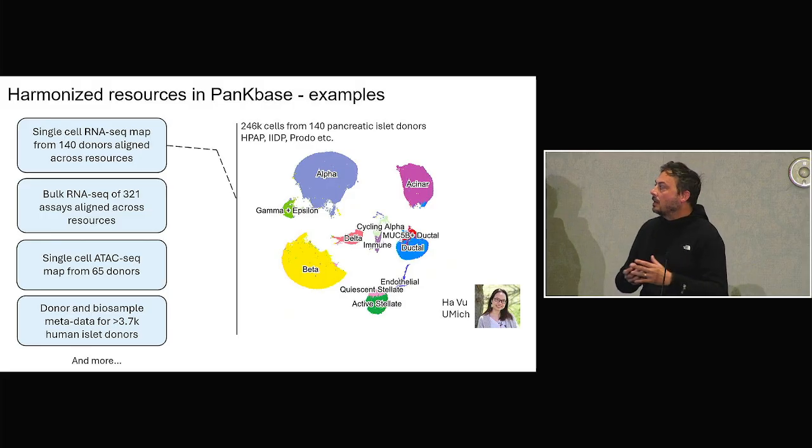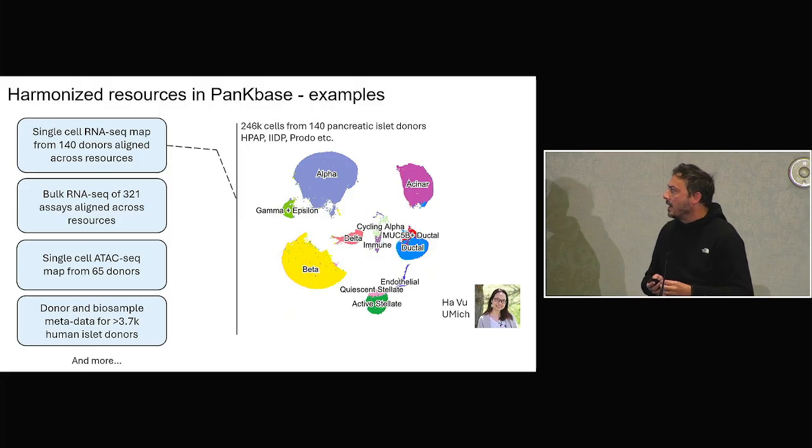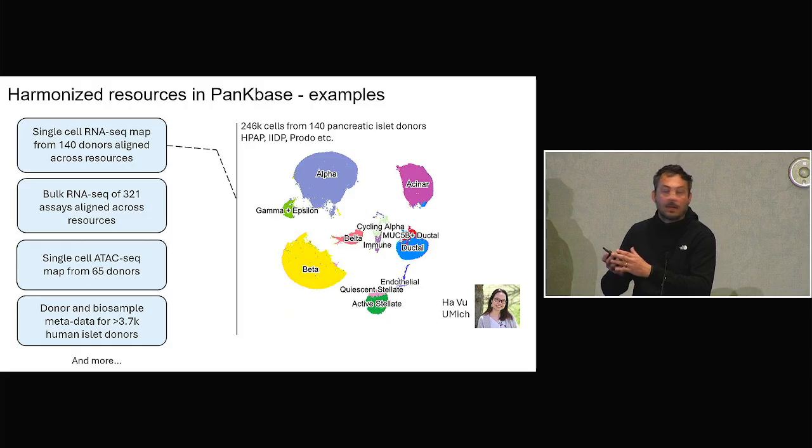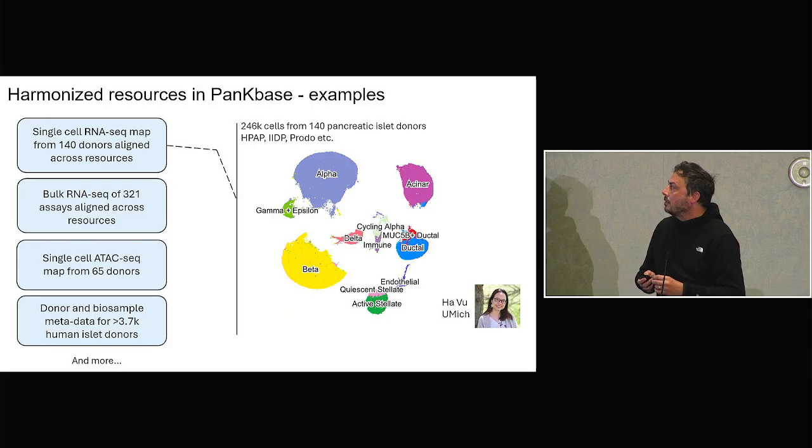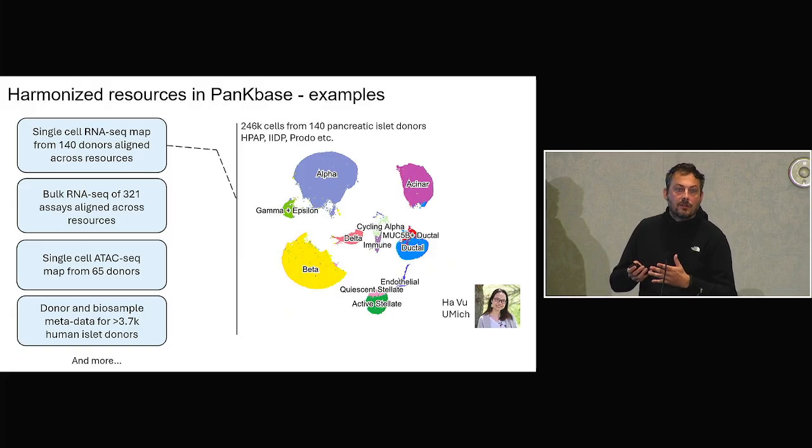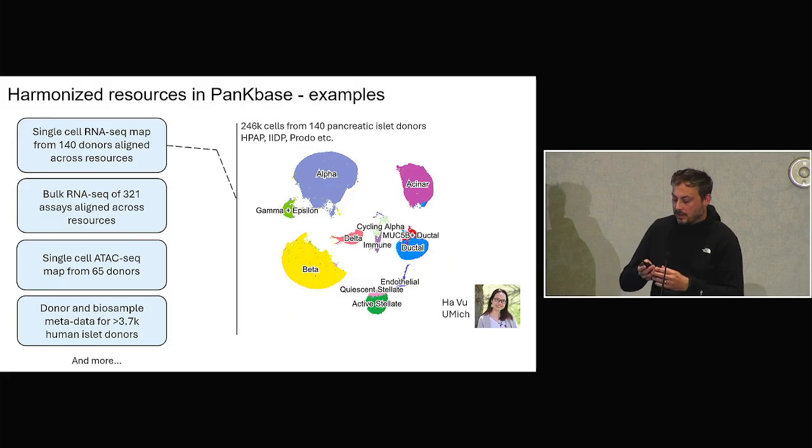So the number of individuals that have some form of data is actually quite vast, and so we collect that information as well. And I'm highlighting specifically on this slide a single-cell map, which collects data from a variety of pancreatic resources and 140 islet donors in total, and we have representation of different cell types in the pancreas. This map can be utilized to ask questions about gene expression levels of genes of interest, changes in gene expression in disease, and so forth.